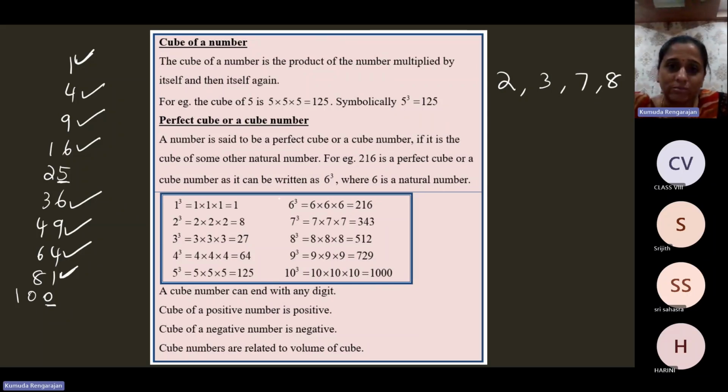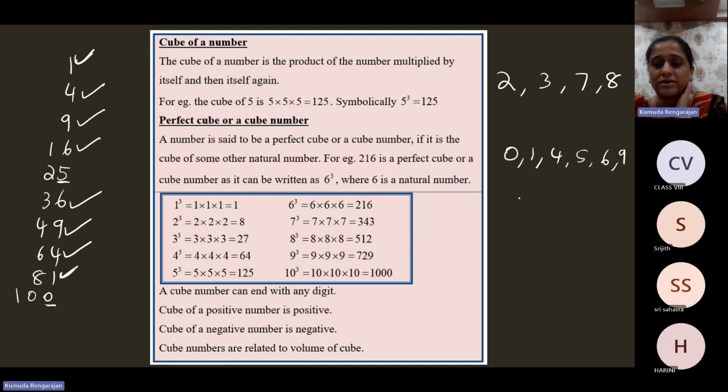So the units place of a square number can be 0, 1, not 2, not 3, 4, 5, 6, not 7, not 8, 9. So a perfect square can end with the digits 0, 1, 4, 5, 6 or 9.